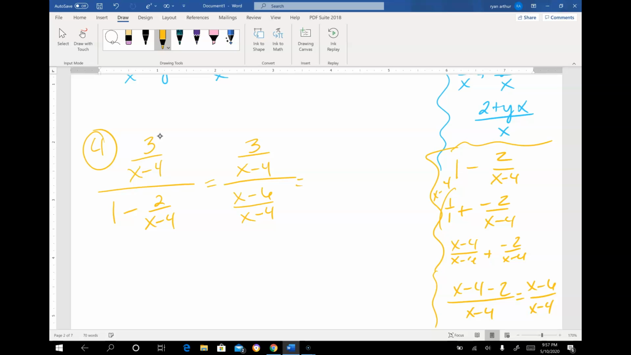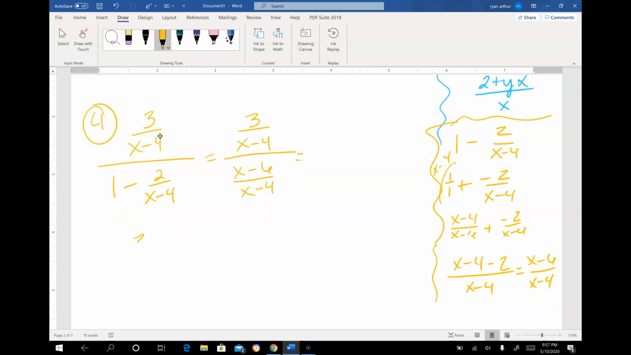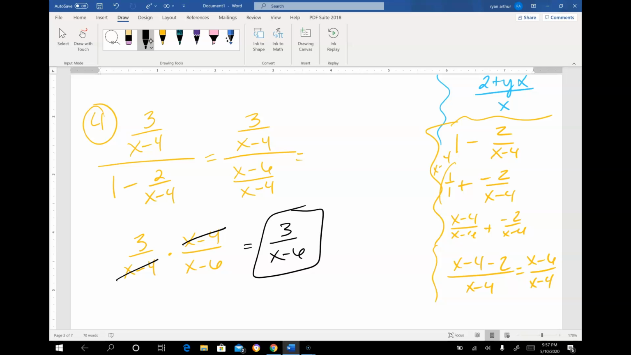Now we can do the keep, change, flip. And we do have some factors we can cancel out here: x minus 4, x minus 4. And then we're left with 3 over x minus 6. And that's your answer.